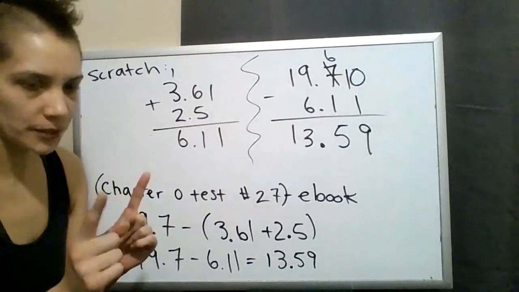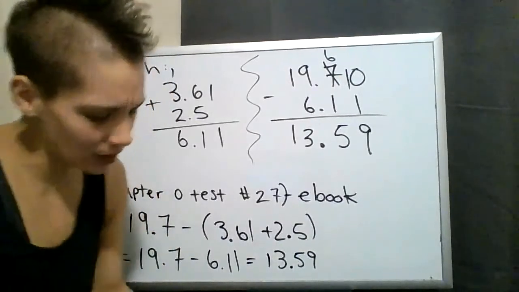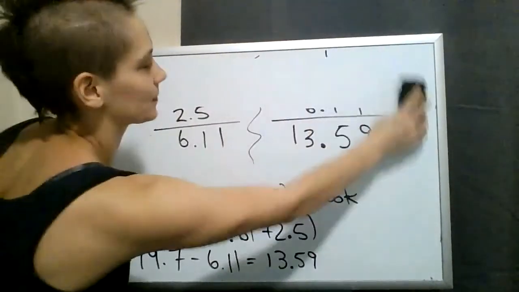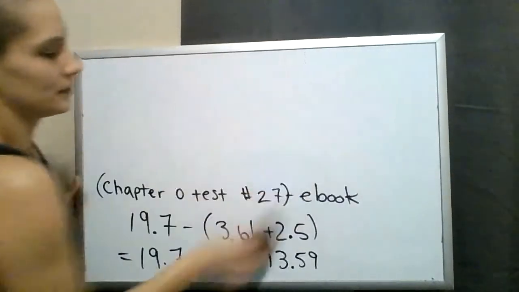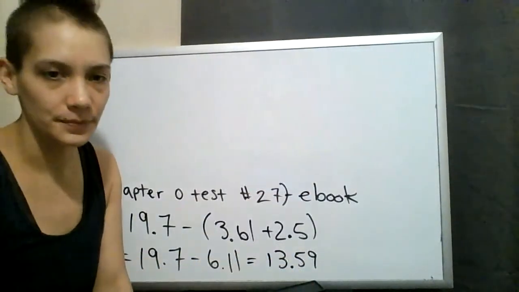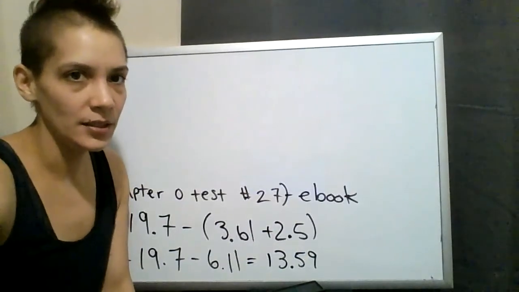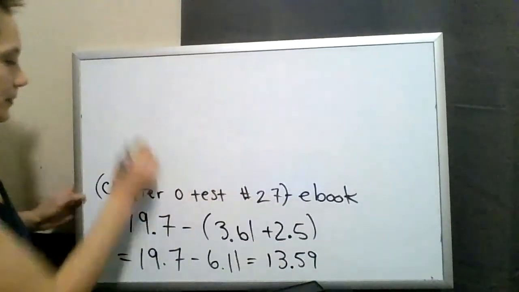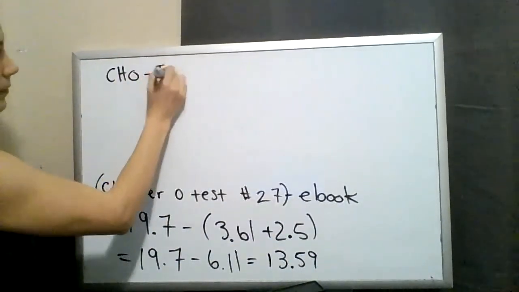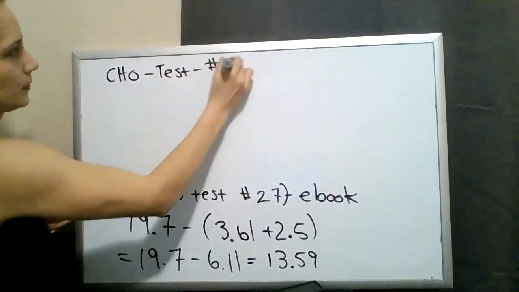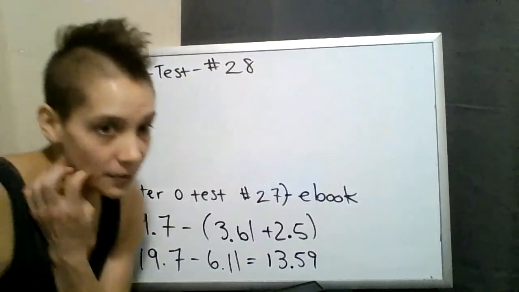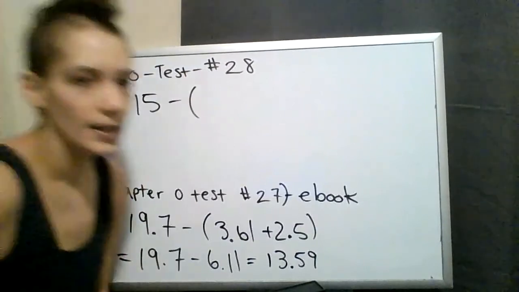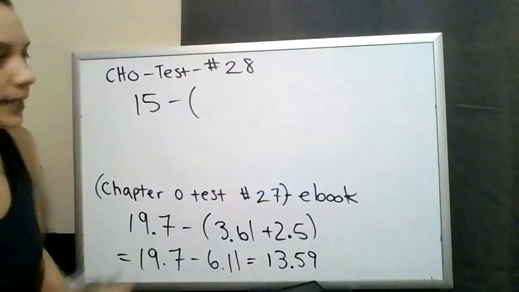One more for sure, and maybe we'll call it. Maybe I'll make something up. So at the end of the chapter test for chapter 0 is number 28. Have 15 minus 7.31 minus 4.9.